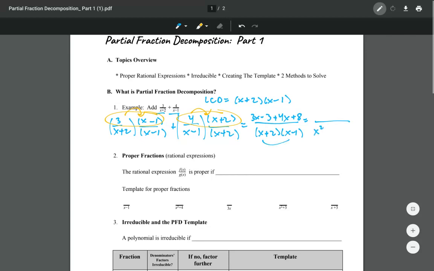I get x squared, plus 2x minus x, so plus x. 2 times negative 1 is negative 2. In my numerator, let's collect like terms. 3x plus 4x, we get 7x. And then negative 3 plus 8 is plus 5. This is what we're going to be starting with. The decomposition over here, this is going to be our goal.